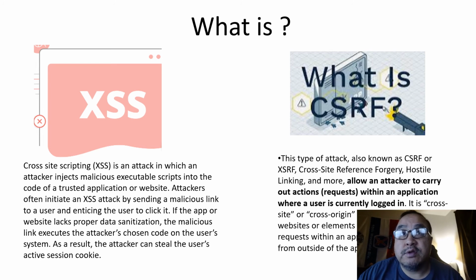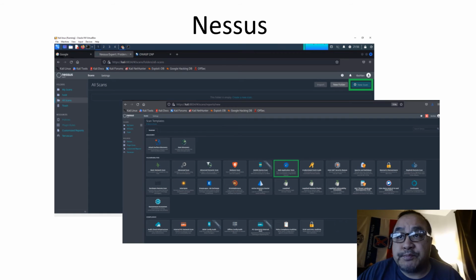session codes. While cross-site request forgery is another type of attack in which an attacker sends a request to an application where the user is already logged in. It uses different websites or elements to interfere and send requests within the application that originate from outside of the application. So the last application that we can use for scanning vulnerabilities is Nessus.